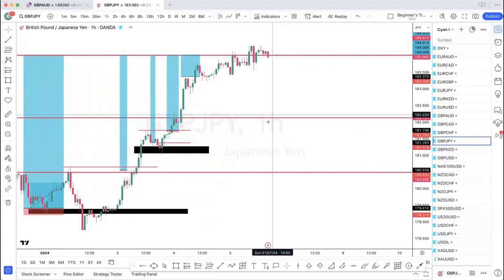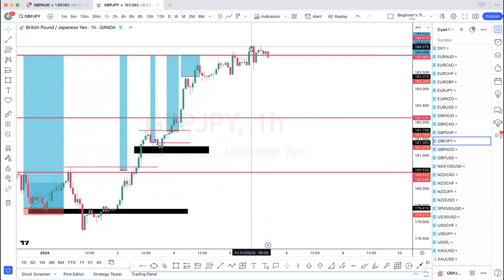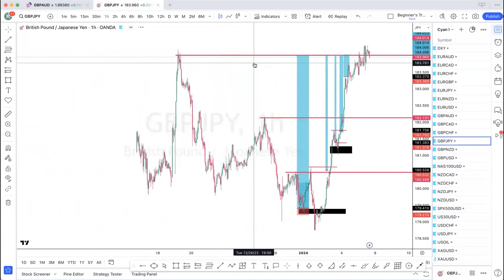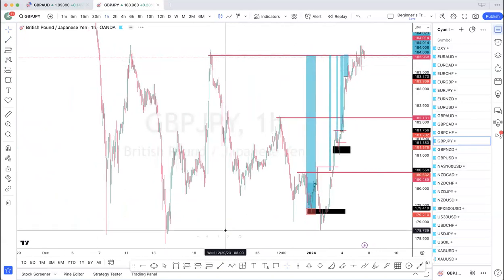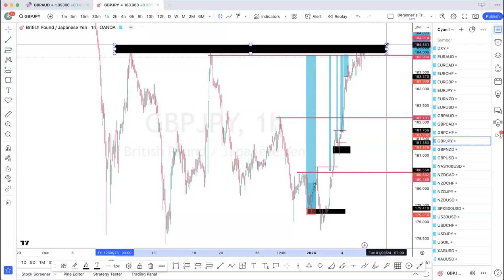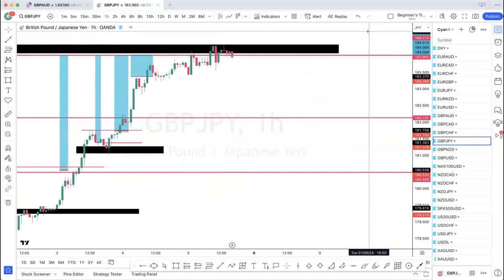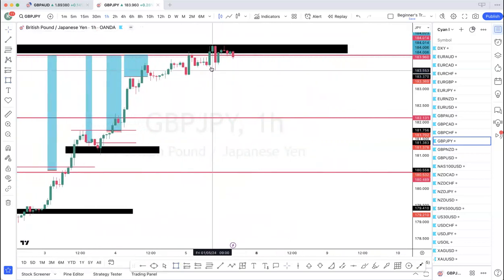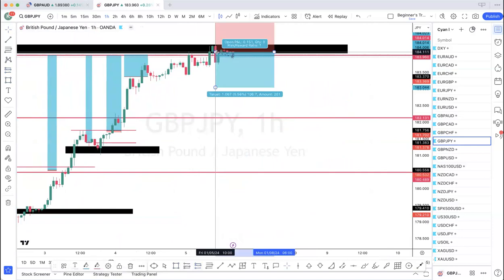Even for GJ, because I'm actually in this GJ sale already. Once this gave me this impulse move, because I had a key level up here, right? And then once it gave me this right here, this is where I got in, up here.